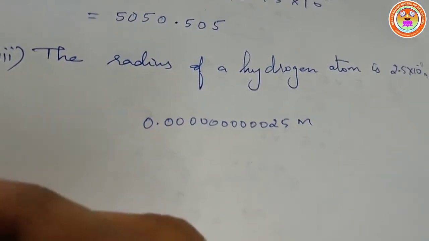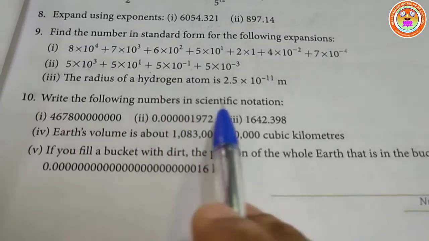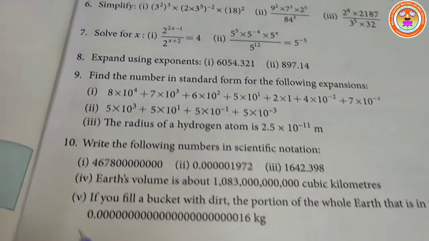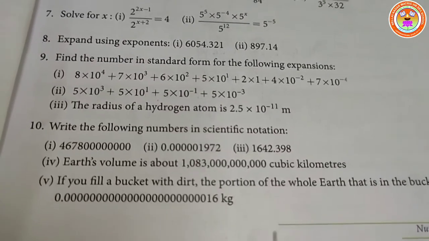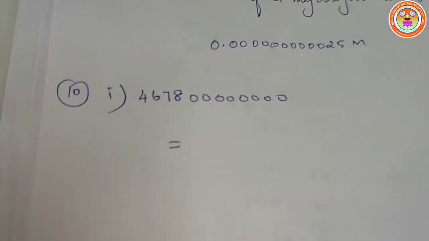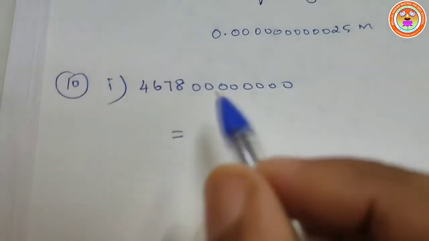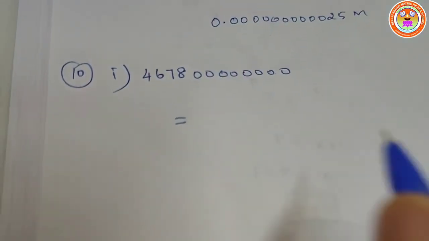Now we move on to the next sum, the 10th sum. Write the following number in scientific notation. This is new for you, scientific notation, so we can learn how to write these numbers in scientific notation. First of all, the first subdivision. We are going to write this number in scientific notation.